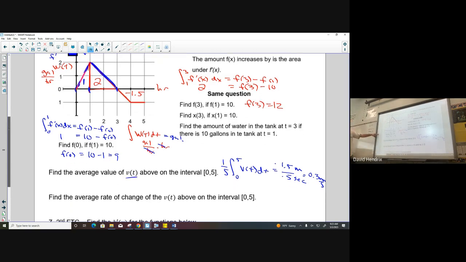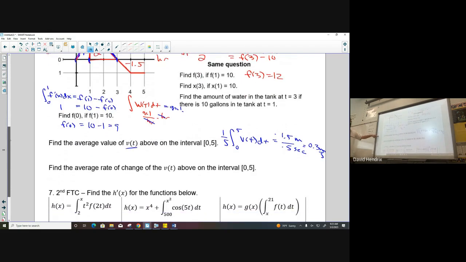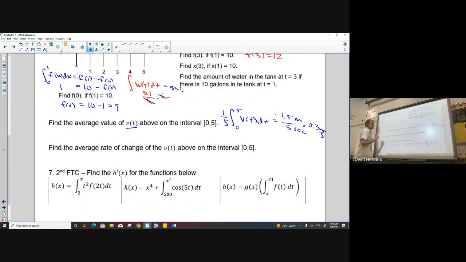What if we were asked to find the average rate of change of v of t? What would be the rate of change of velocity anyway? Acceleration, right? So this would be the average rate of change of our acceleration. All right, so how do we find average rate of change? Not the derivative, that's the instantaneous rate of change. Divided by time. Yeah, so it's going to be v of 5 minus v of 0, our change in velocity divided by the change in time. It's really just the slope.